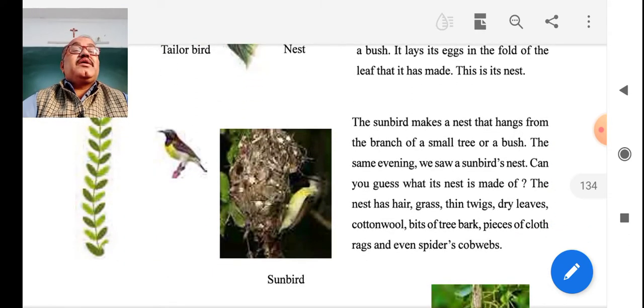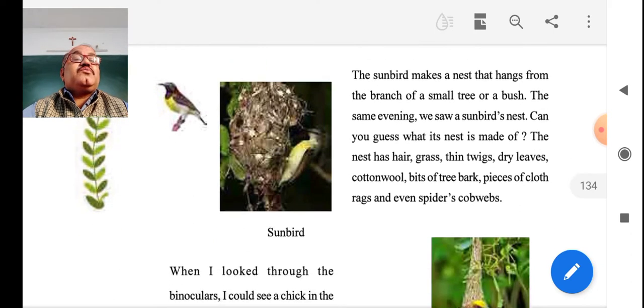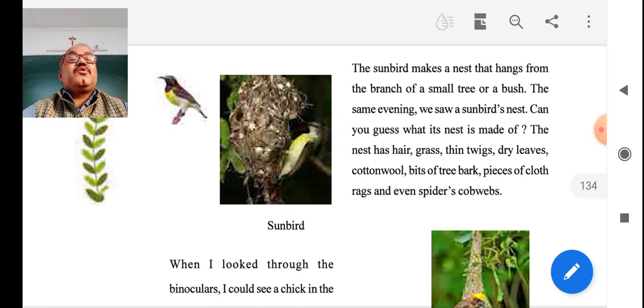Then the sunbird makes the nest hanging from the branch of a small tree or a bush. Then you can guess what the nest is made of. Sunbird's nest is made of hair, grass, thin twigs, dry leaves, cotton wool, bits of tree bark, pieces of cloth, rags and spiders' cobweb.